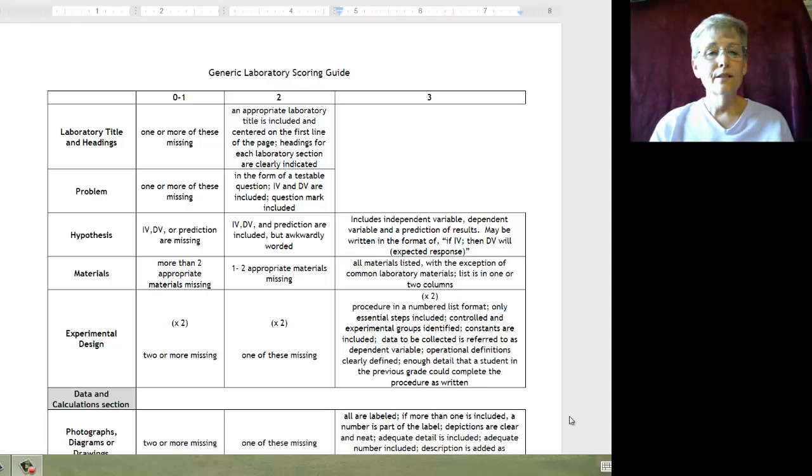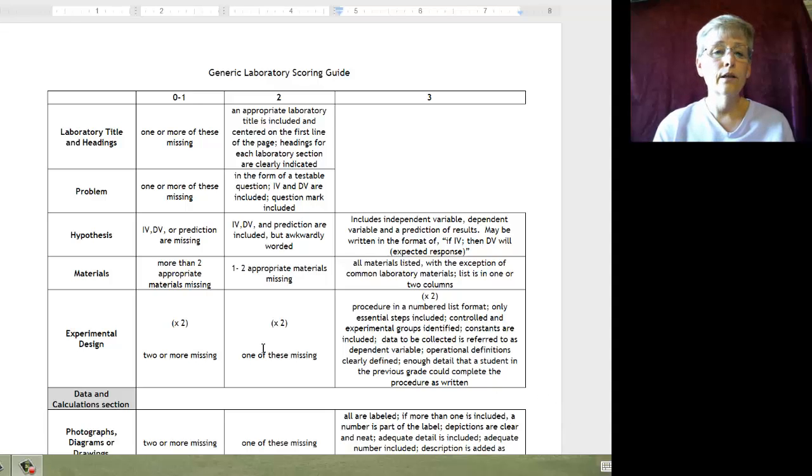Hello, this is Ms. Montgomery, and we're going to go over how to write a formal laboratory report. This is going to be part one. We're going to be using the generic laboratory scoring guide that you got earlier in the semester.